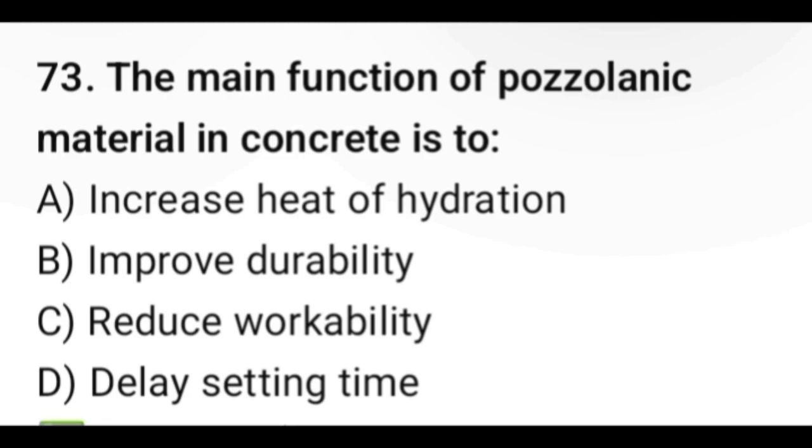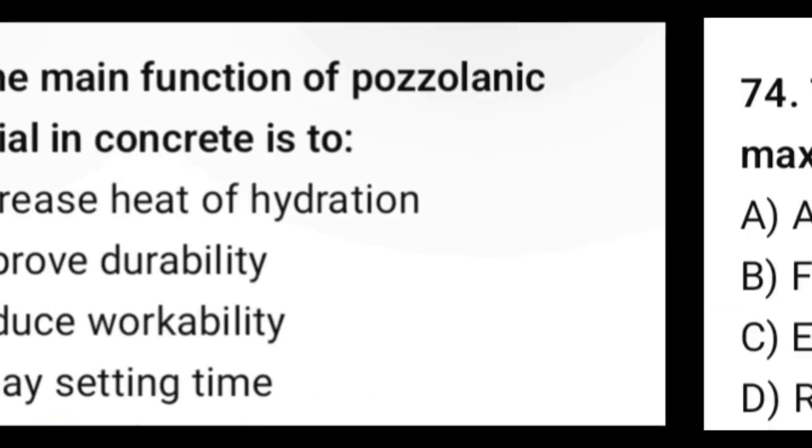Next question. The main function of pozzolanic material in concrete is. Option A, increase heat, option D, delay setting time. So the main function is option number B, to improve durability.